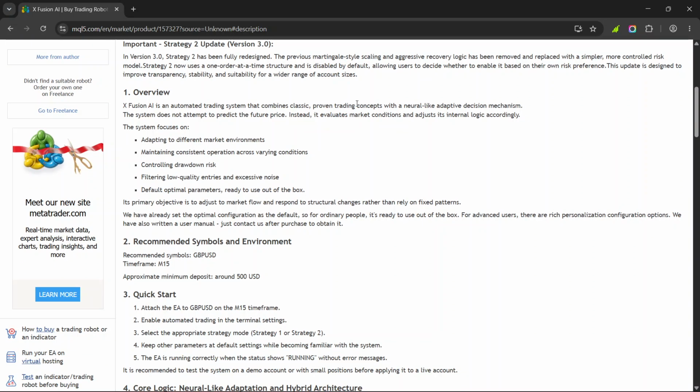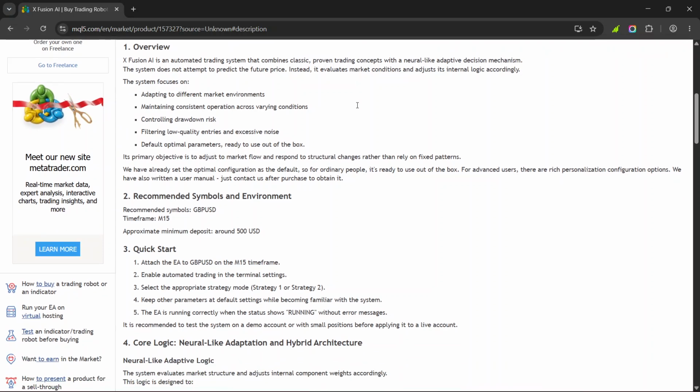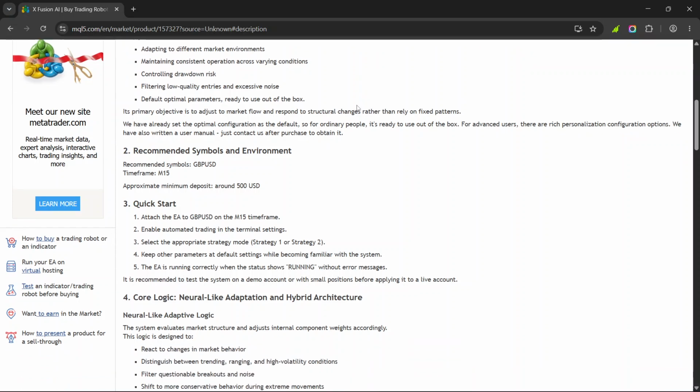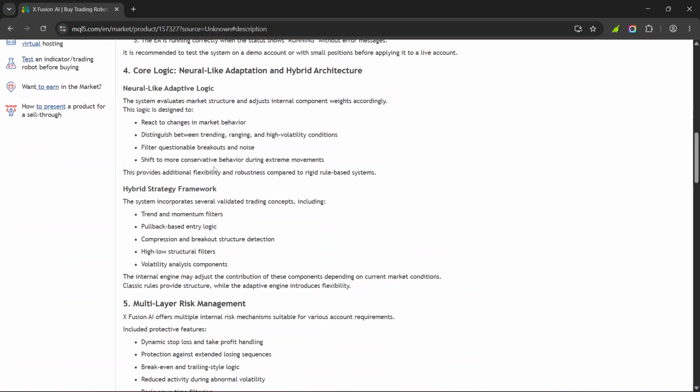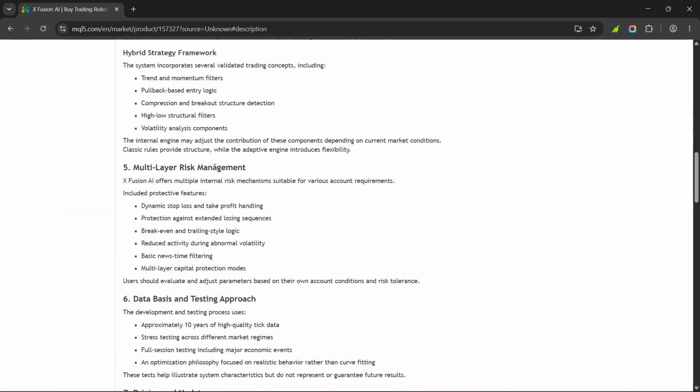They also mention multi-layer risk management, dynamic stop loss and take profit handling, protection against long losing sequences, break even, and trading style logic. Reduce activity during abnormal volatility, a basic news filter, and several capital protection modes. You can go through the page to have a closer view on it.